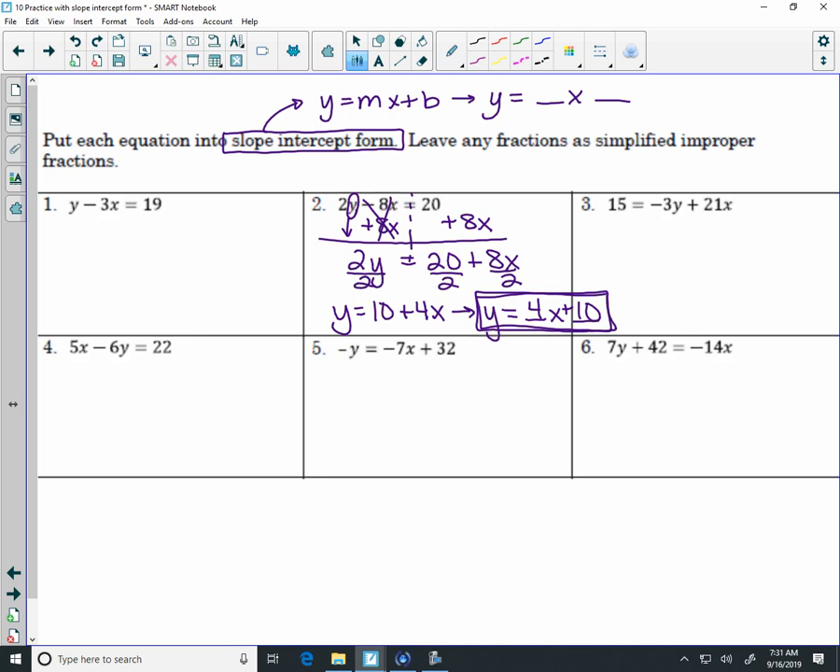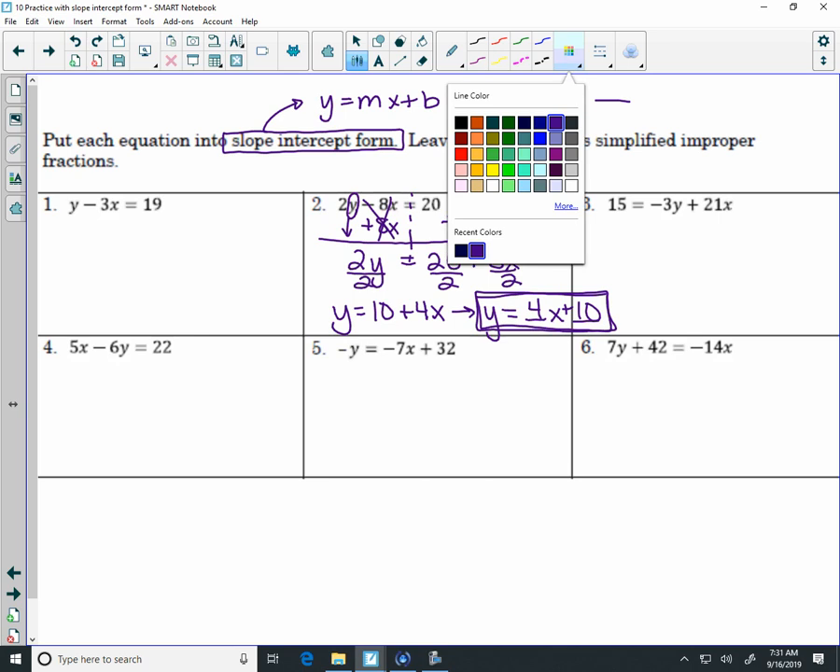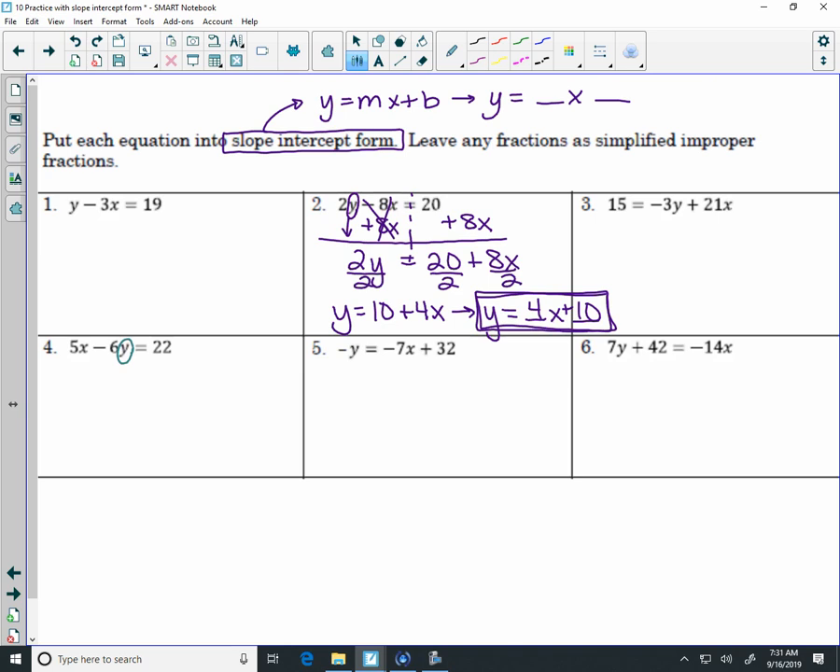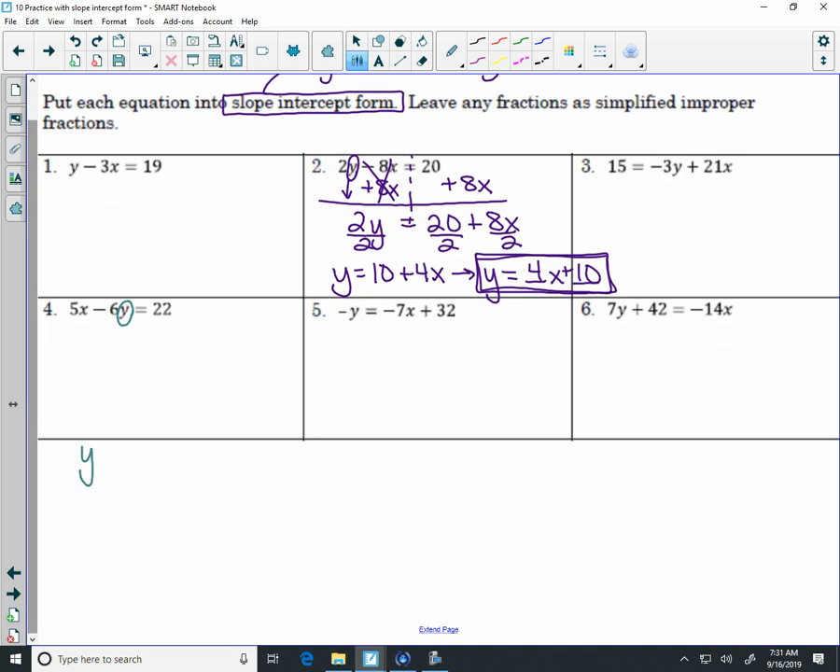All right, let's look at number 4. Again, we want y all by itself, so I'm going to circle that y. And I might go ahead down here and put my goal here, y equals blank x plus or minus blank. So I'm going to split my equal sign. This is a positive 5x over here, so I'm going to subtract it to the other side. Again, I don't want to break that couple up. If anything is too fast, that's what that pause button is for. Feel free to pause.